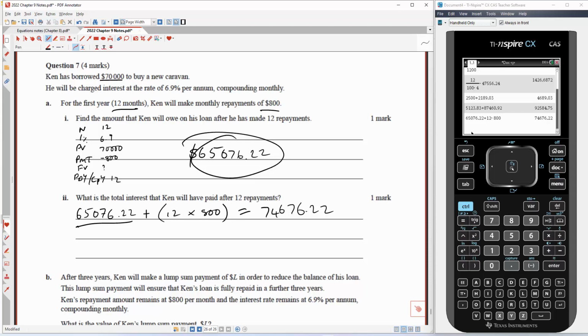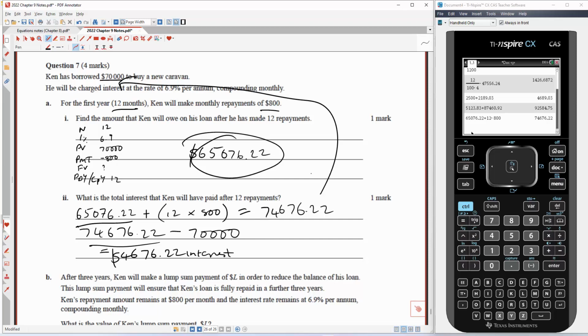So what I'm going to do is put all my payments back on, which returns me to this value here. Now notice that it doesn't return me to the 70,000 I borrowed, and that's because I've paid interest. How much? Well, it's this figure here, 74676.22, and we're going to remove the original $70,000, which gives us, it's a fairly easy one to do without a calc, 4676.22 interest.